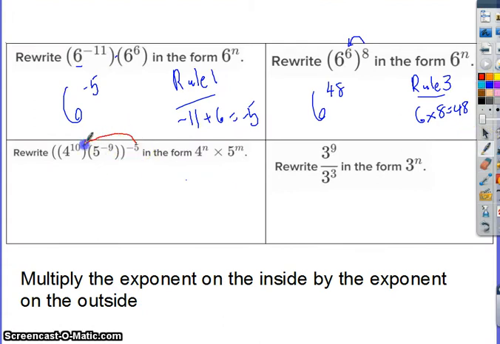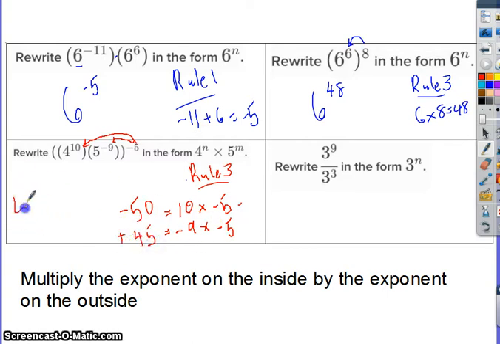So negative 5 distributed to 10, and also negative 5 to negative 9 by rule 3. And the two operations, I put these out to the side so you don't get confused by them. 10 times negative 5 as well as negative 9 times negative 5. So that's negative 50 for the first exponent, and negative times a negative is a positive. 9 times 5 is 45 for the second exponent.